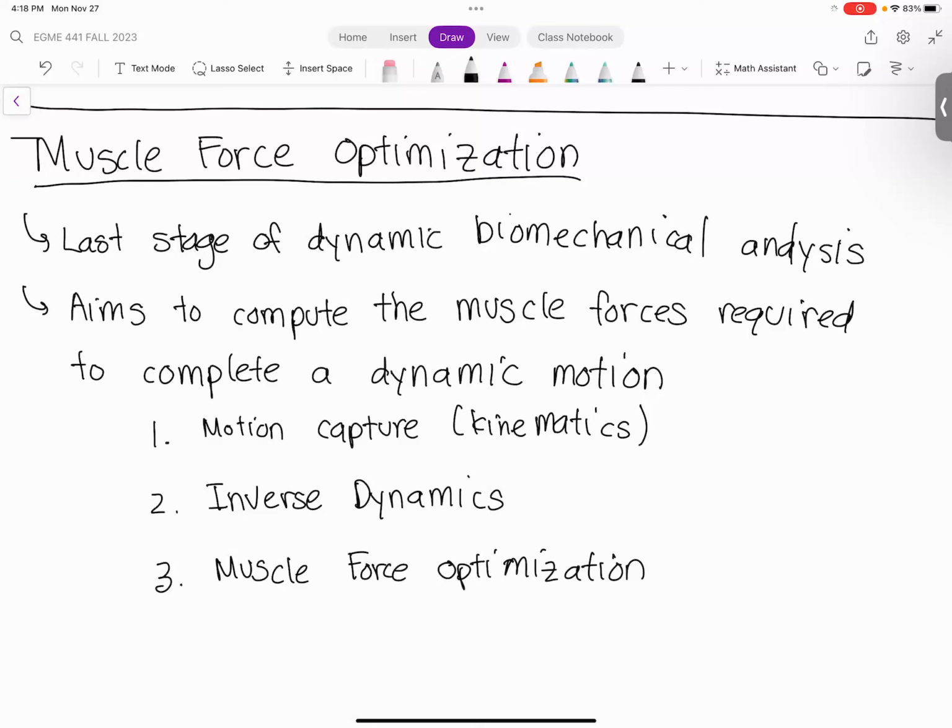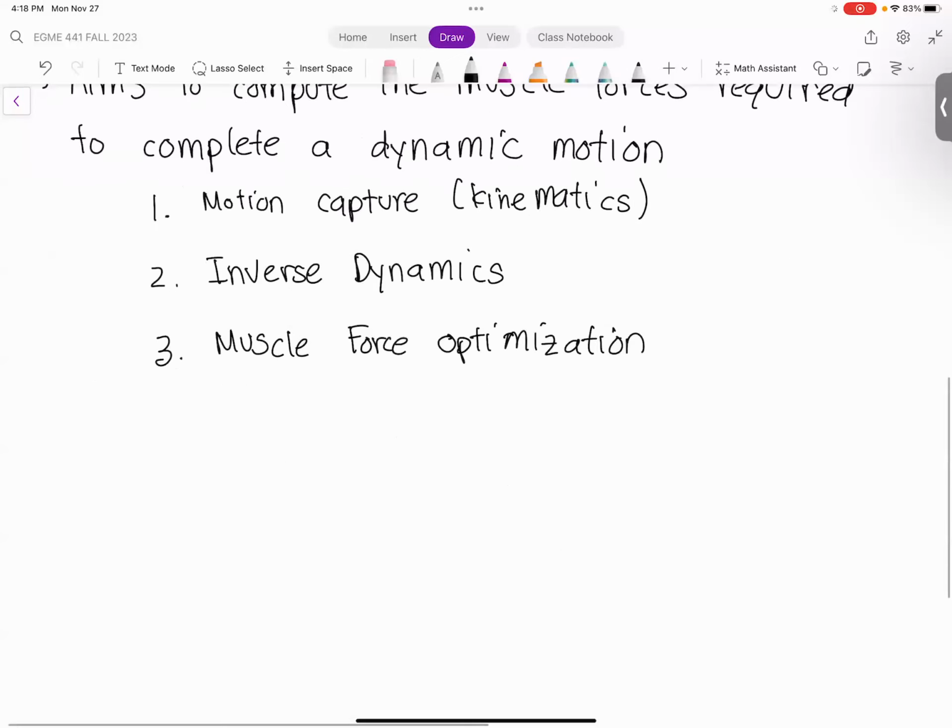What the muscle force optimization does is this: from the inverse dynamics, at all the particular joints in a motion, let's say the knee joint, the ankle joint, the hip joint, you have a net amount of moment and a net amount of force that needs to occur, right? It then takes that information and translates it into what the individual muscle forces are that can contribute to this. So let me illustrate what this looks like.